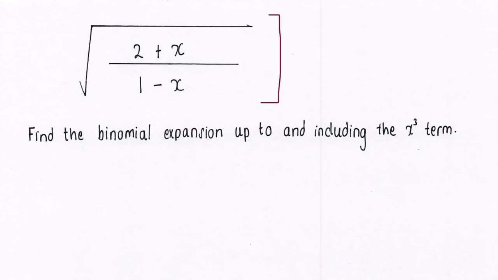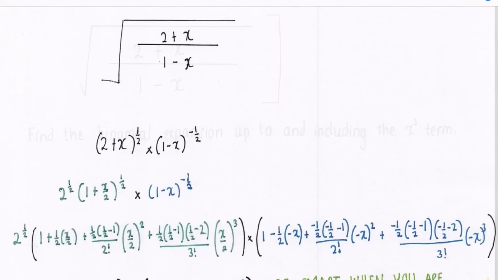Here is another question. We are to find the binomial expansion up to and including the x cubed term. The first step is to rewrite this into this, and you need to further rewrite this bit into this. You can find out more about why we do this by watching the first part of this series on binomial expansion. After doing this, it's pretty standard, just sub in new values into the formula.